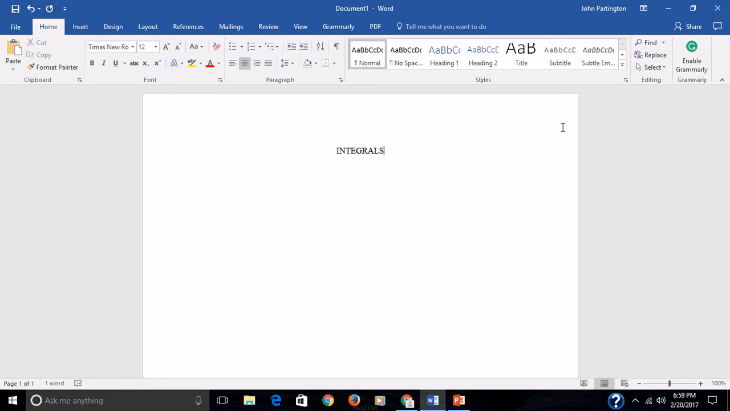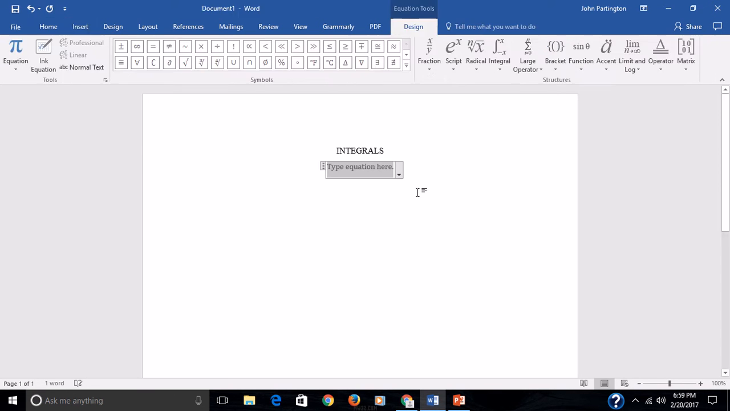Today we're going to talk about integrals, and we're going to talk about them in the context of being an antiderivative. As an antiderivative, what I mean is the integral is the opposite of a derivative. So this is a pretty big part of understanding this.